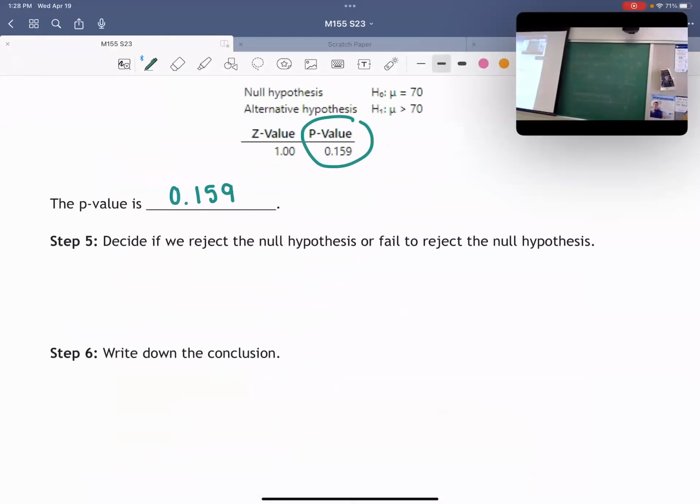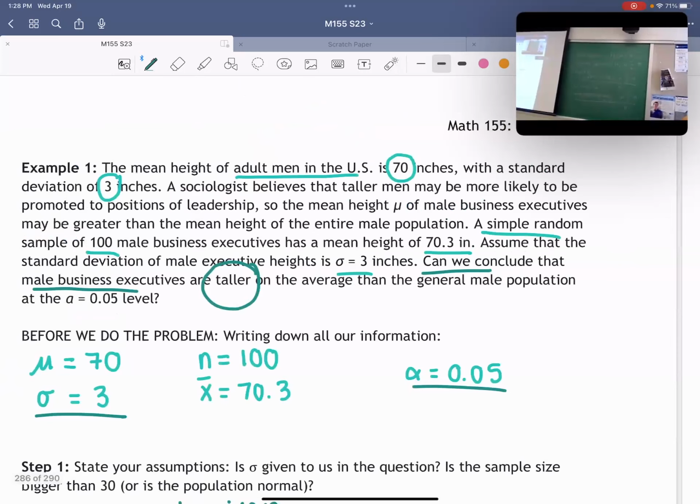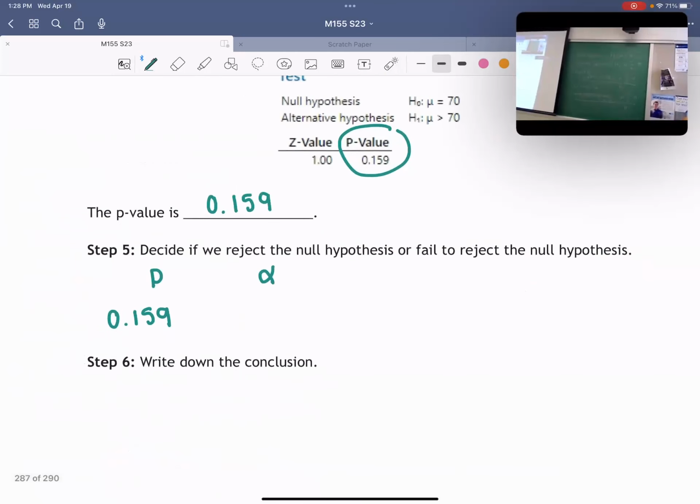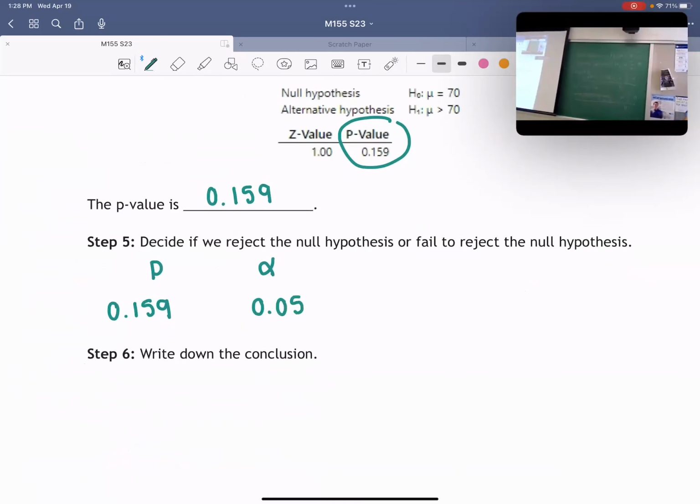Perfect. Compare P and alpha, right? That's where I write P and alpha next to each other. I always write P on the left, alpha on the right. I think that helps me to keep it consistent like that. Looks like P is 0.159. If you ever forget where to find alpha, well, we wrote it in the very beginning on the first page. Alpha is 0.05. And it looks like P is definitely bigger than alpha here, right?